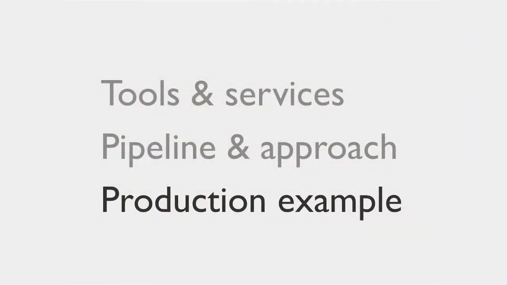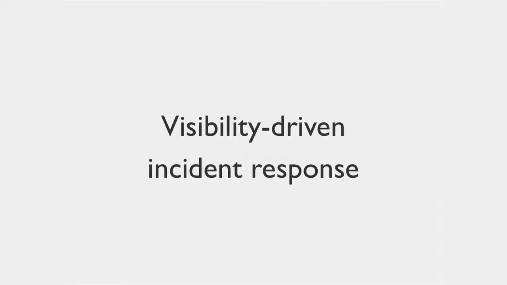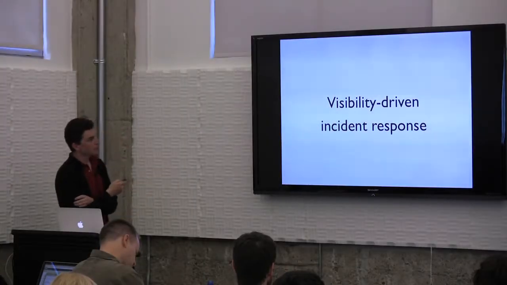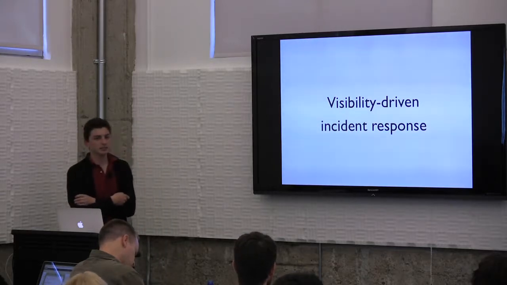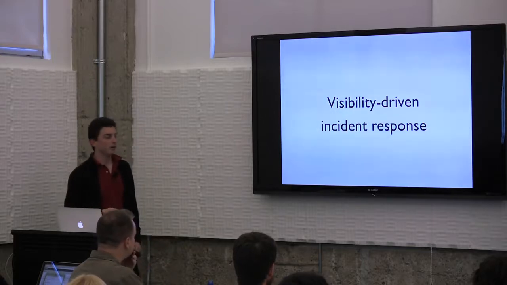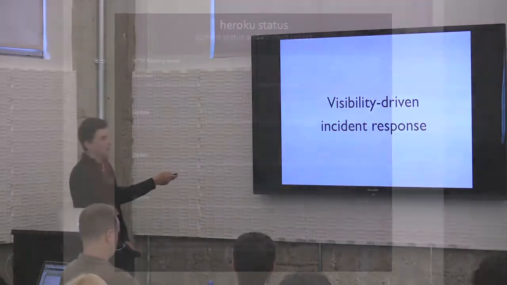All right, so those were the tools and services that we use at Heroku, and also the overall pipeline and philosophy. I want to see how this applies to a specific example that we had in production yesterday night / early morning. I call this visibility-driven incident response. It's very easy to get an alert about something being wrong and then not know what to do about it. The goal of visibility, again, is to be able to know specifically what happened and how to respond.